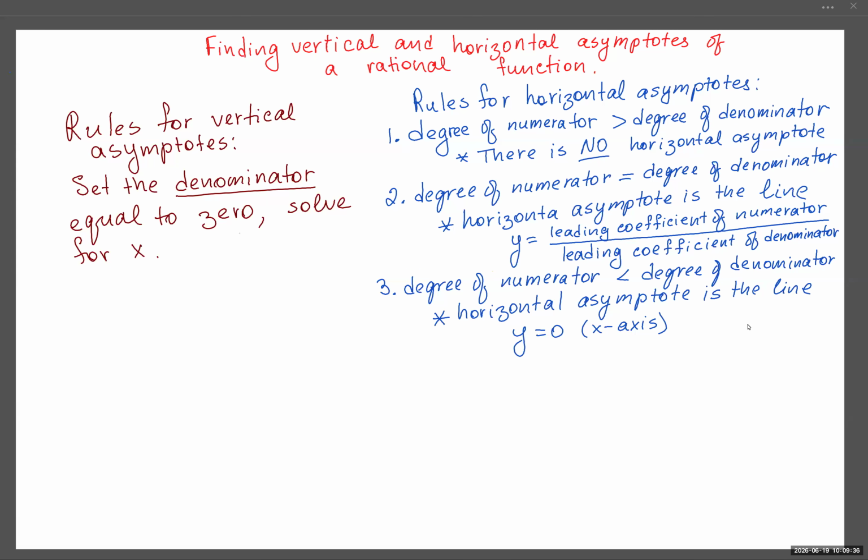So if the degree of the numerator is bigger than the degree of the denominator, then there's no horizontal asymptote at all. There is an oblique asymptote, but this example does not cover finding oblique asymptotes. If the degree of the numerator is equal to the degree of the denominator, then your horizontal asymptote is going to be the line y equals the leading coefficient of the numerator over the leading coefficient of the denominator. And then if the degree of the numerator is smaller than the degree of the denominator, then the horizontal asymptote is the line y equals 0, or the x-axis. Let's go ahead and look at some examples.